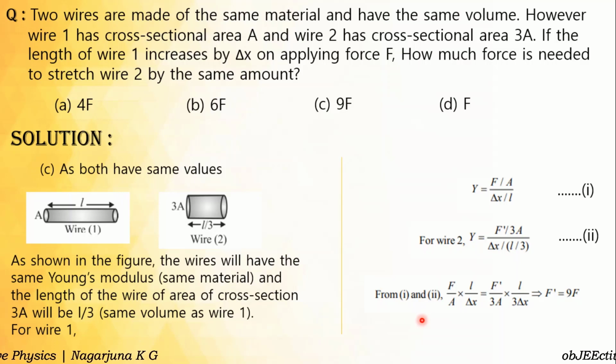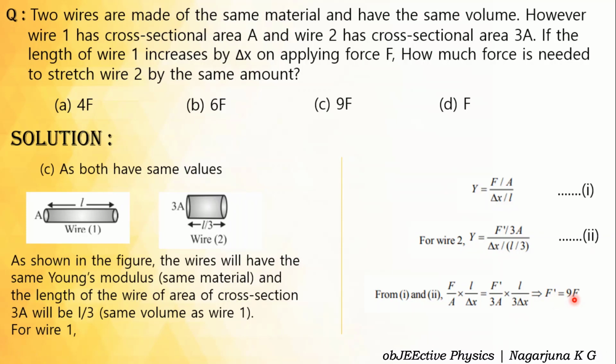equation 2. From equations 1 and 2, both LHS are equal, so we can equate the RHS in equation 1 and 2. That implies F by A into L by delta X is equal to F dash by 3A into L by 3 delta X. That implies F dash is equal to 9 times of the initial force, or 9F. That is option C, the right option.